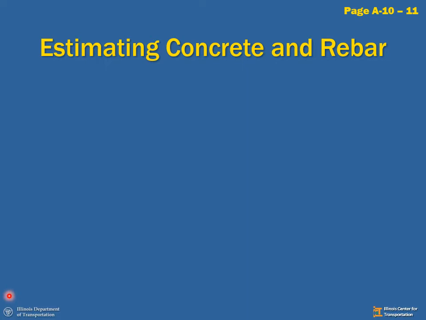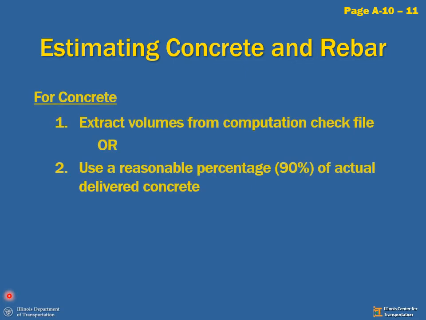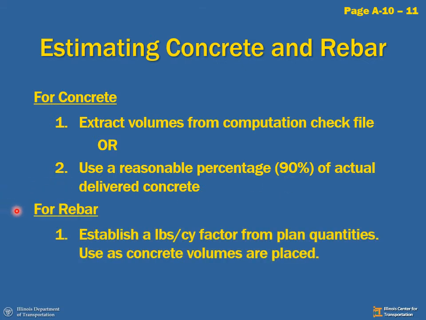Next, we'll talk about estimating concrete and rebar. You can find this on pages A10 and A11 in the DOT guide. For concrete, we're either going to extract the volumes from our computation check file or our calc file, or we can use a reasonable percentage of the actual delivered concrete. Recommended percentage for concrete that's reasonable, 90% of the delivered concrete. For the rebar, we're going to establish a rebar factor in pounds of rebar per cubic yard of concrete that are within our structure that we're creating. We can get this from the planned quantities that we've already checked and calculated.